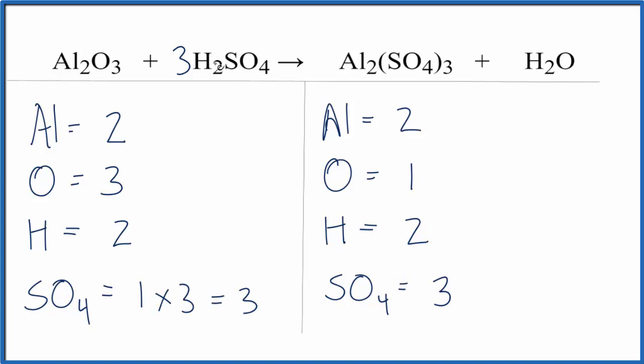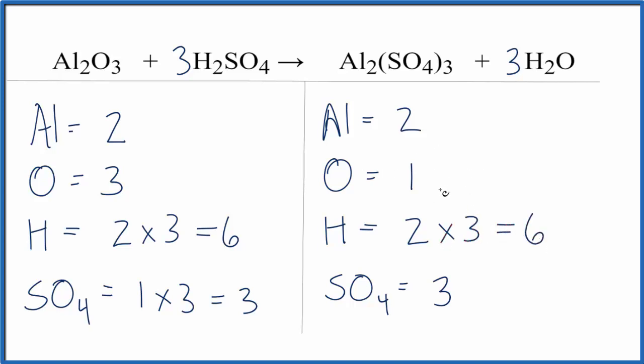I also need to update my hydrogens because the 3 applies to everything. So I have 2 times 3, and that gives me 6 hydrogens. So my hydrogens are no longer balanced. But I think I can fix that. I could put a 3 in front of the H2O because 2 times 3 would give me 6. The hydrogens would be balanced.